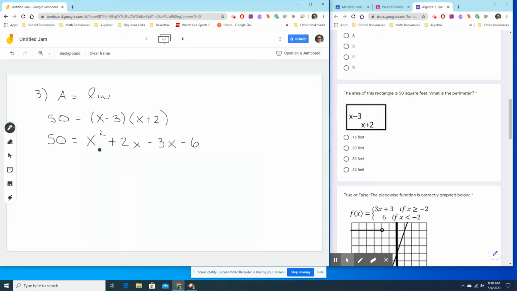Right. Clean that up a little bit. Go ahead and start, make this 0. Skip a step here, and we're going to get x squared. These combine together to make minus 1x. And then 50 comes over here and becomes negative 56. All right, and this is factorable.